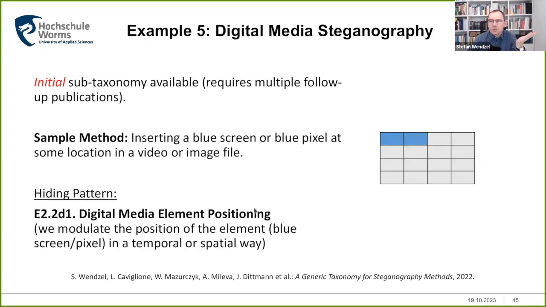Or digital media steganography. So there's still work to be done. It's the initial subtaxonomy. And let's say we insert a blue screen or blue pixel at some location in a video or image file. If we position that element, then it would be a digital media element positioning, because we modulate the position of the element, the blue screen or pixel, in a temporal or spatial way. Here the more complex methods are still described in the infancy in our taxonomy. So there's still a lot to do.